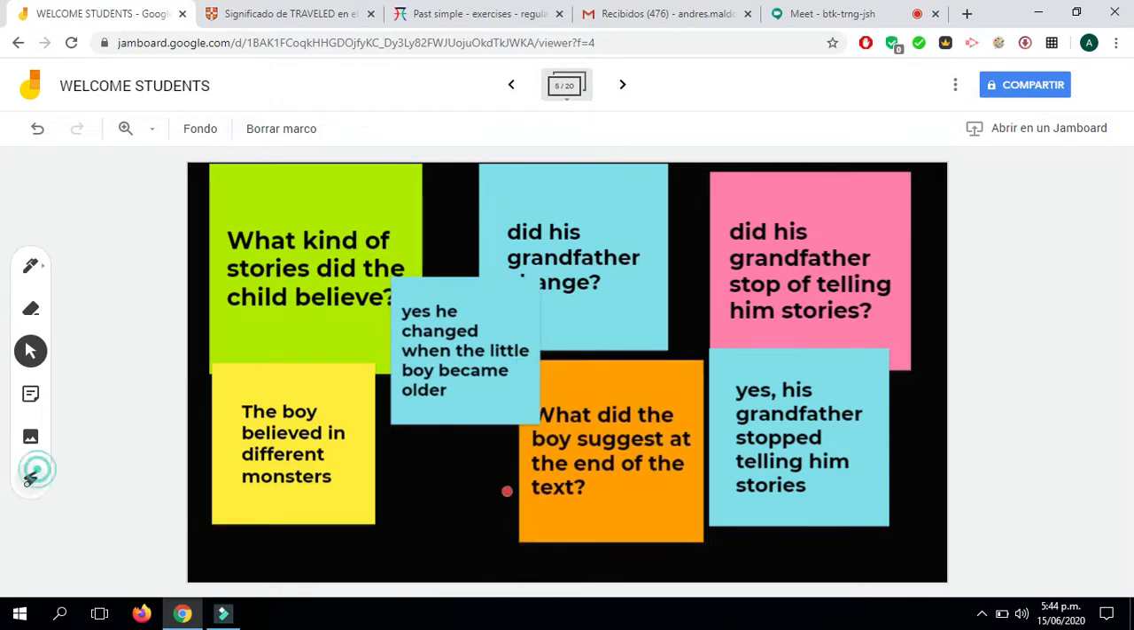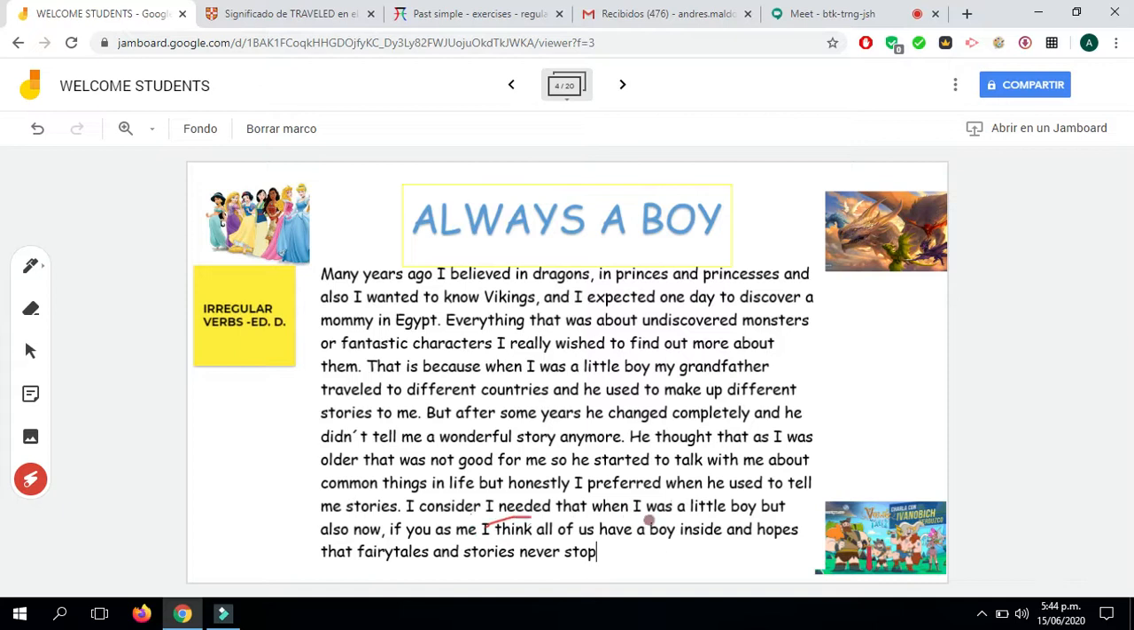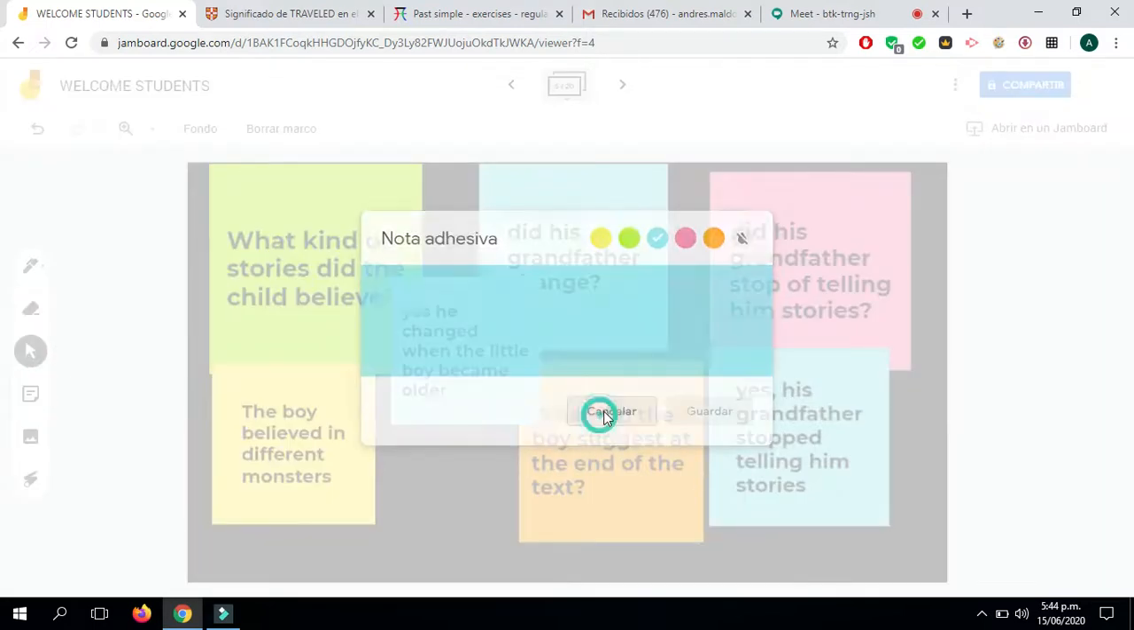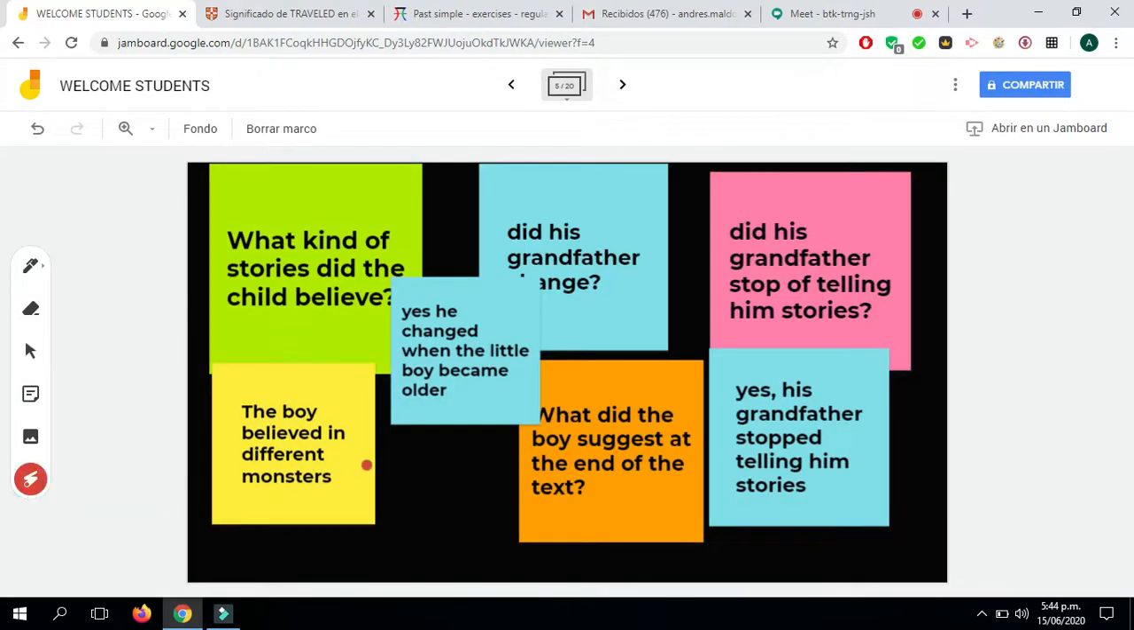And finally, what did the boy suggest at the end of the text? Suggest means sugerir. ¿Qué sugería? Look at the text. I think all of us have one inside, and I hope that first thoughts never stop. So, an indirect suggestion, una sugerencia indirecta que hace el chico, is that, okay, suggest, so you can say, what? The question is with what? It's a WH question, so you don't say yes, you give specific information.